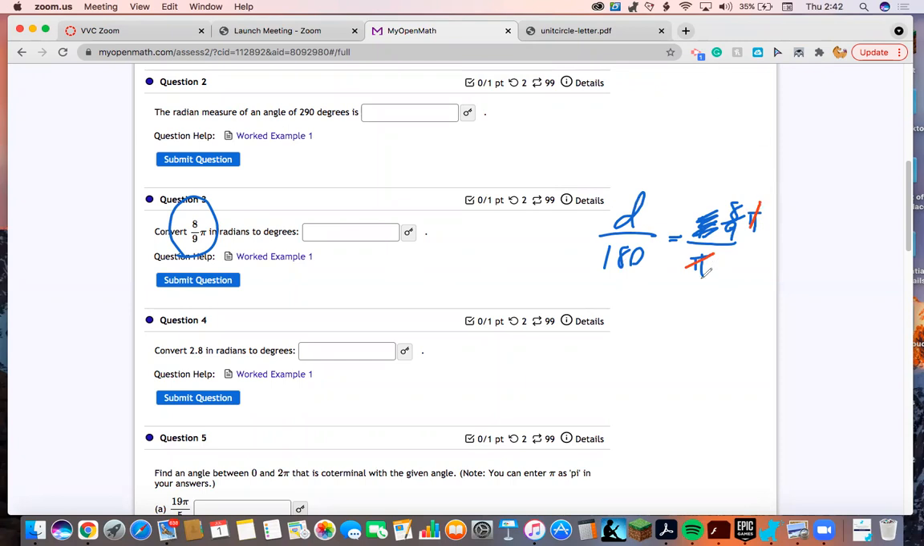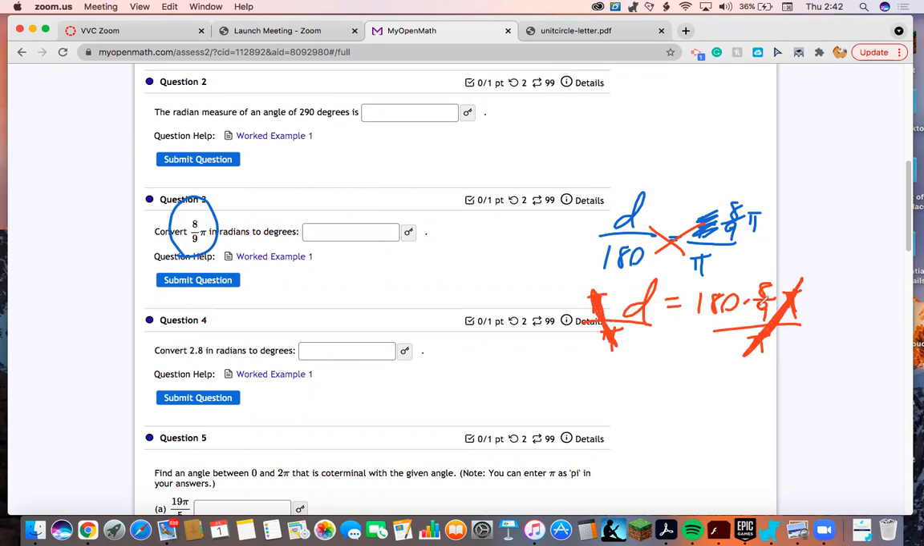But if you got pi over pi, there's no reason you couldn't do it now. But just say you didn't notice that. We could still just cross multiply as though they were still there. Then we got d times pi, or pi times d, equals 180 times 8 over 9 pi, and then you'll just divide by pi to get the d by itself for degrees. The pi's end up canceling at the end if you didn't do it at the beginning.